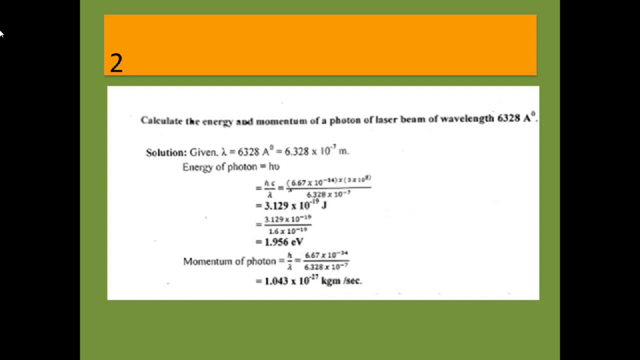Now next we need to find the momentum. So momentum of the photon is given by h upon lambda. Again Planck's constant is known, so you need to remember this value of Planck's constant, which is equal to 6.67 into 10 to the power minus 34. We will substitute over here, divided by lambda. Lambda is already given, 6.328 into 10 to the power minus 7. So the answer is 1.043 into 10 to the power minus 27, and the unit is kg meter per second.